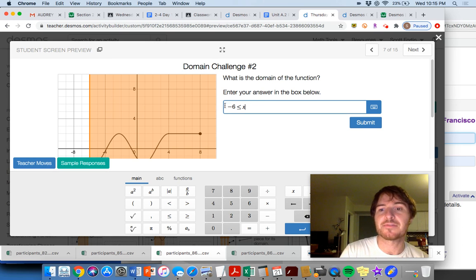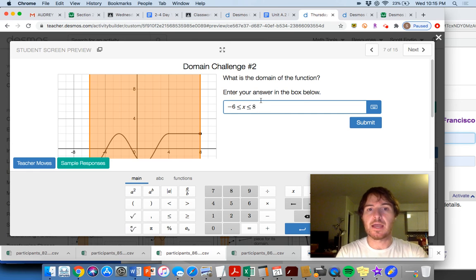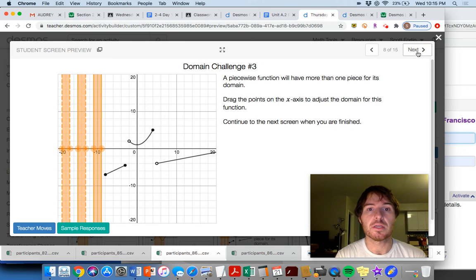So anyways, x is greater than or equal to negative 6 if we're reading from right to left. Reading from left to right, negative 6 is less than or equal to whatever x is, all the way up until we have 8. We have 8 here, and that's inclusive as well, because we have a closed dot right there. Okie dokie, let's keep going.